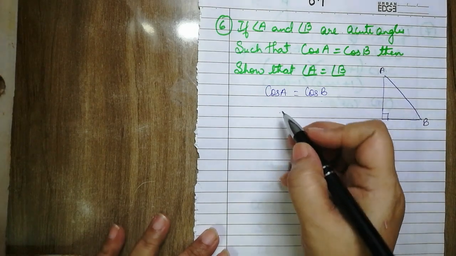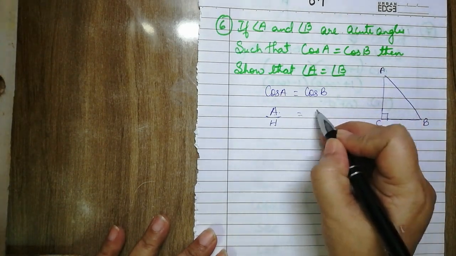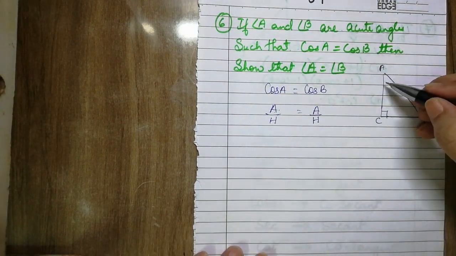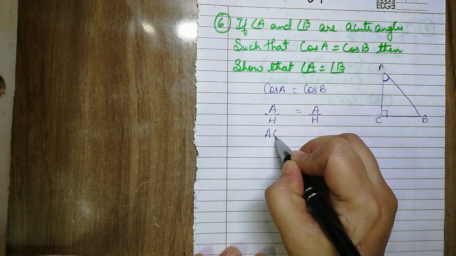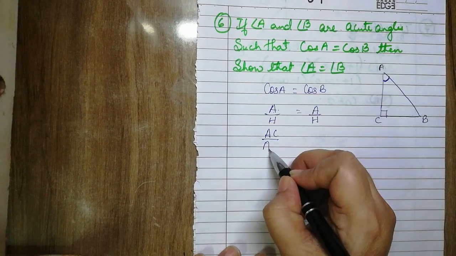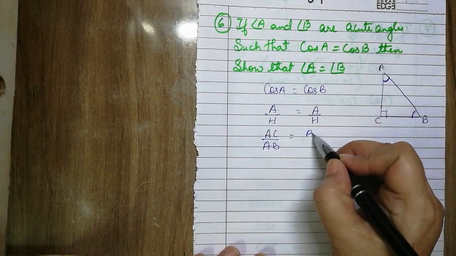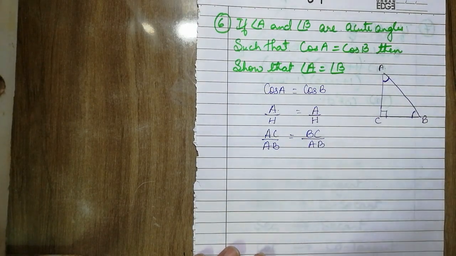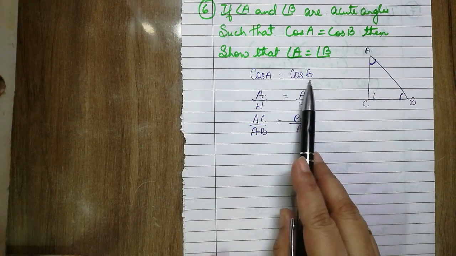We know what cos is here. It is adjacent by hypotenuse, A by H. This cos is the same, A by H only. Now for cos A, angle A, the adjacent side here is AC, by hypotenuse, which will be AB. For angle B, the adjacent side will be BC. AB is hypotenuse. So here we started with the given cos A equal to cos B.